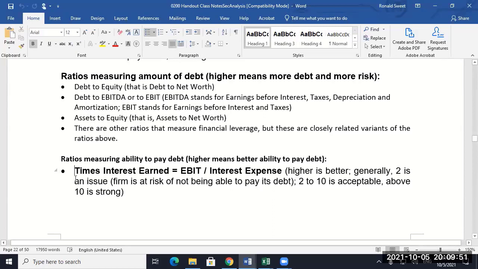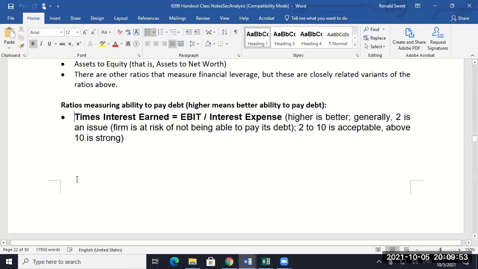Times interest earned, we do tend to have standards there. Two is dangerous. Above 10 is great. Between 2 and 10, then you look at the trends. So I essentially say, if you're around 2, you're in a lot of trouble. If you're between 2 and 10, then is it going up or going down? If you're above 10, just say not an issue and be done with it. So you don't have to say, my firm was 212 last year and this year they're 175, I'm really worried. No, you're not. It's 175.